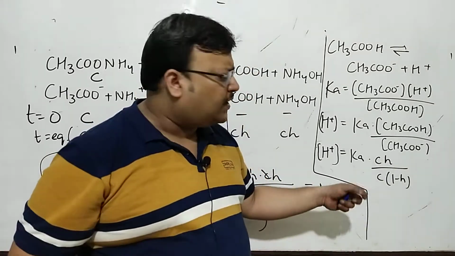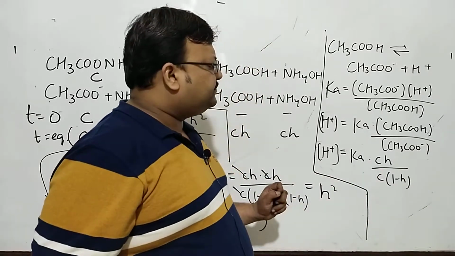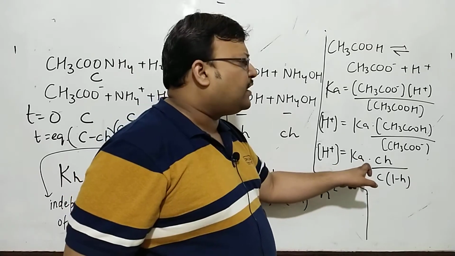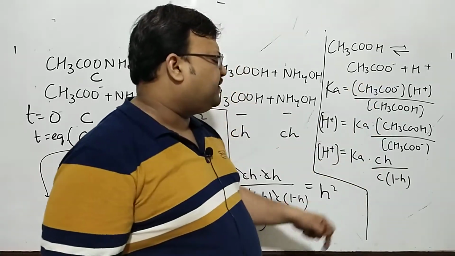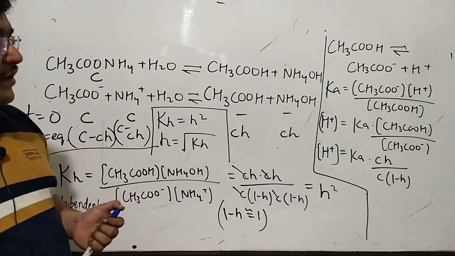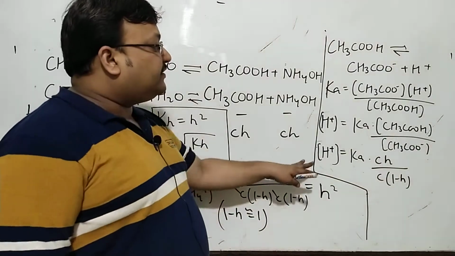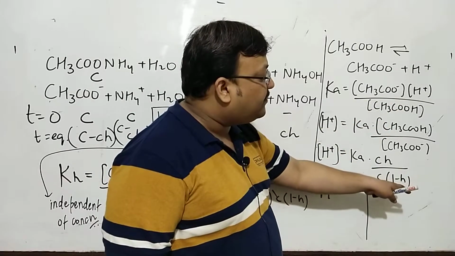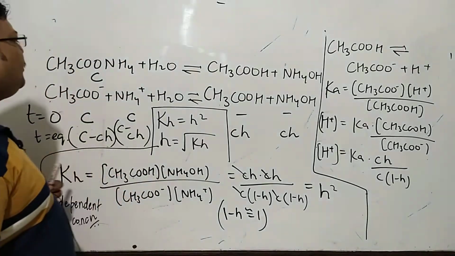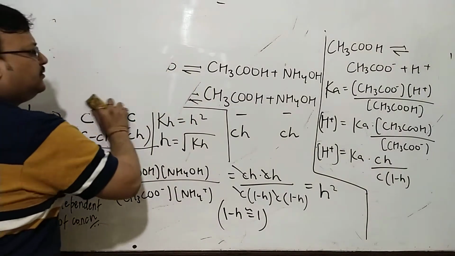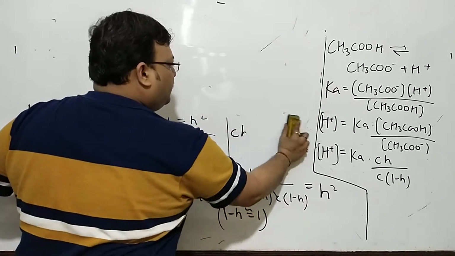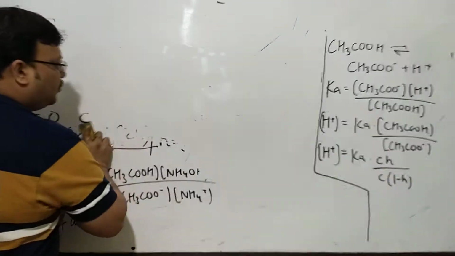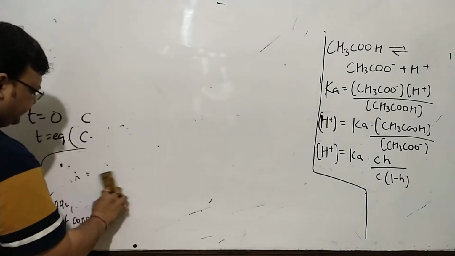1 minus h is as good as 1. C will get cancelled, and H plus will be equal to Ka into h. So in this case, this is how you derive H plus. C will get cancelled, 1 minus h is as good as 1, H plus will be equal to Ka into h. And this is how we'll be moving towards pH calculation.